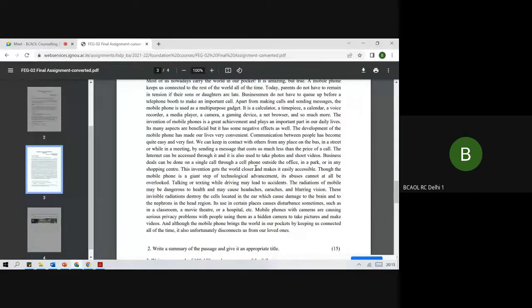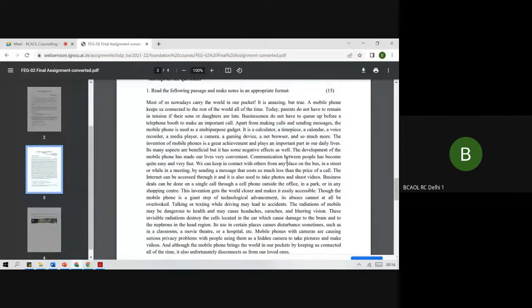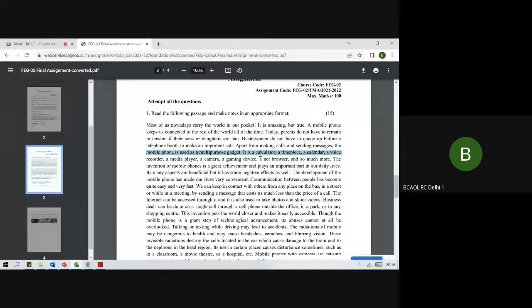So in your note, you have to remain inside the passage. You cannot write in your own words. You cannot mention additional information beside what is mentioned in there. You have to stick to the words or information mentioned in that passage. So your first question of 15 marks will be about note taking. In this note, you don't have to draw any picture.